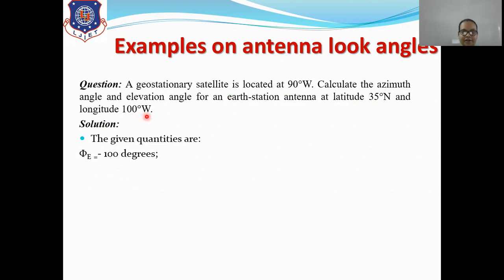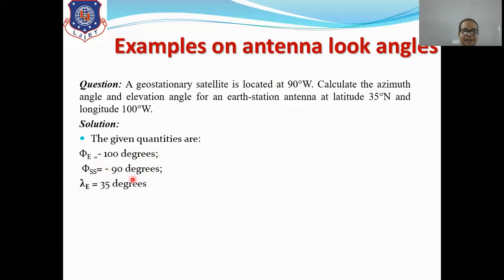Now, make sure that with the help of directions, you have to substitute negative and positive signs. For longitude, if it is east, then you have to write a positive value. If it is west, then you have to write a negative value. Let's say here the earth station antenna has longitude 100° west. So the earth station longitude, denoted by phi e, is equal to minus 100 degrees. Similarly, the satellite at 90° west will be represented by minus 90°.